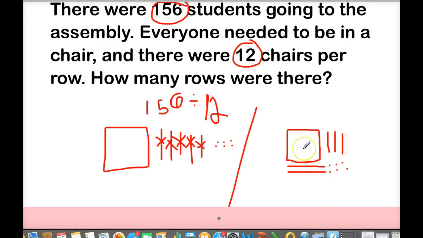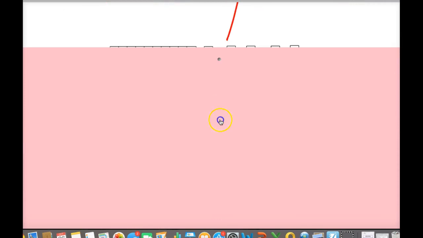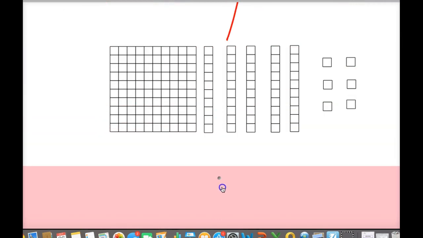So if you picture this, remember, if we were to go into the assembly hall and we say, okay, this is one row of chairs right here, which is 12. How many rows are there all together? And I'm going to look at it this way. So I know that this is 10 right here, then 11, 12, 13. I have 13 rows of chairs that I need. Now let's look at it using the base 10 blocks. It makes it a little clearer.